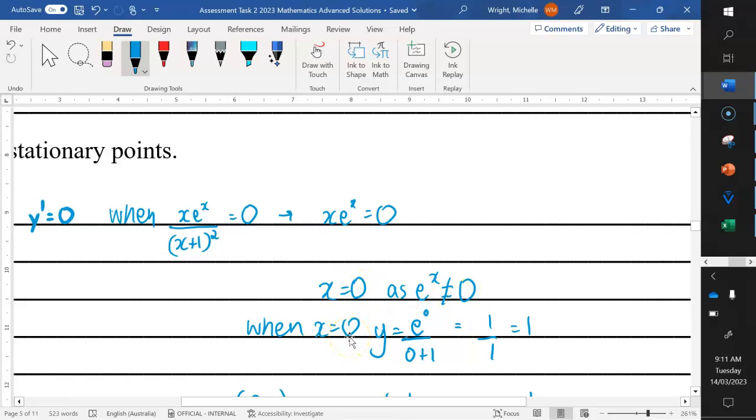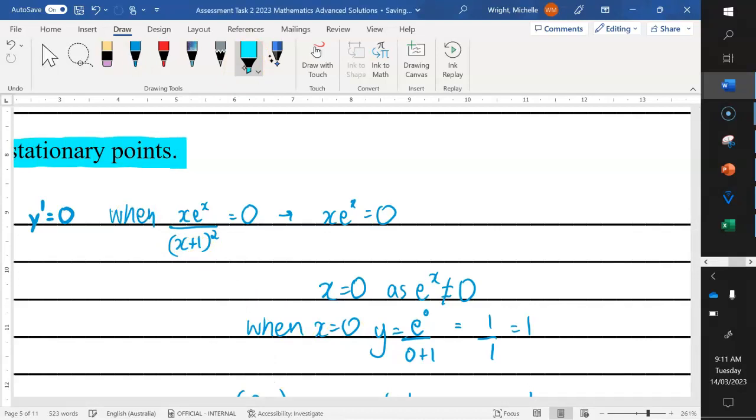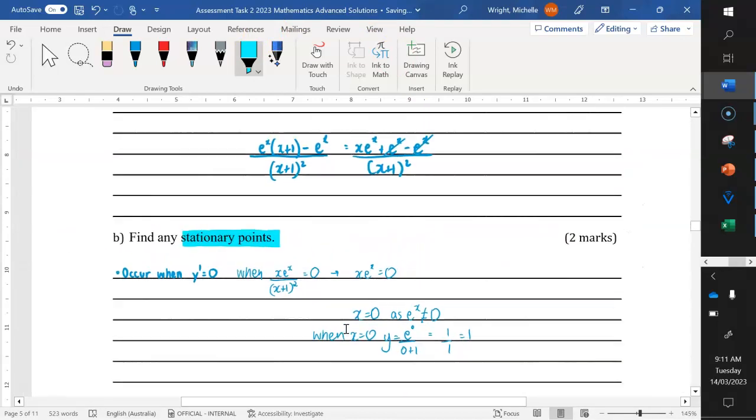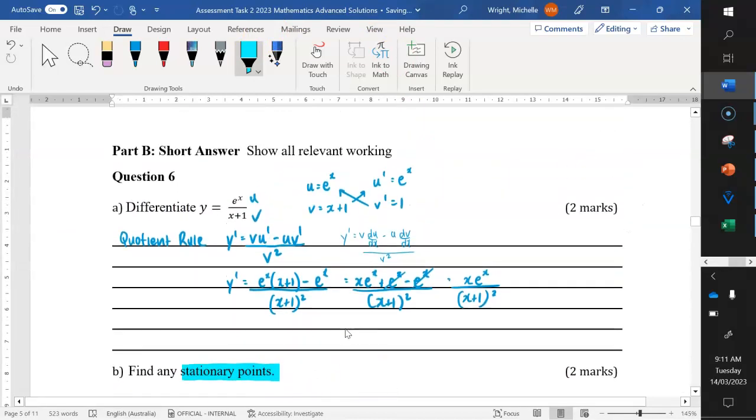Now I need to find my corresponding y point, because my question asks me to find not just the x value, but the actual stationary points, and a point is an x and y value. So if I pop that x value into my y, which I had way up in part A, there it is up here, I'm going to get e to the 0 on 0 plus 1.